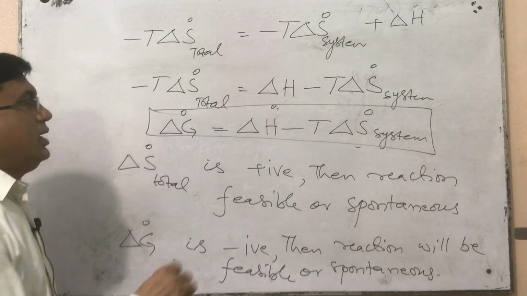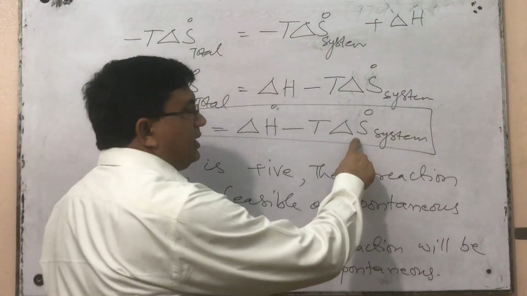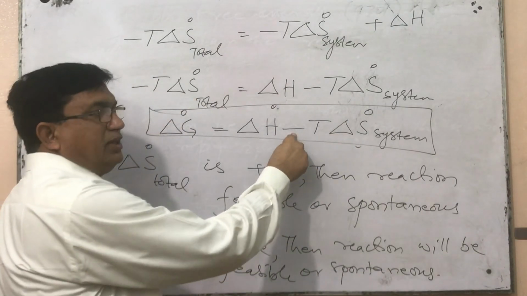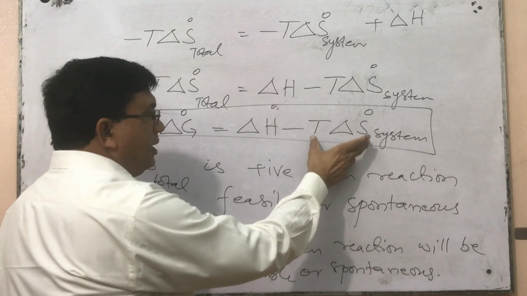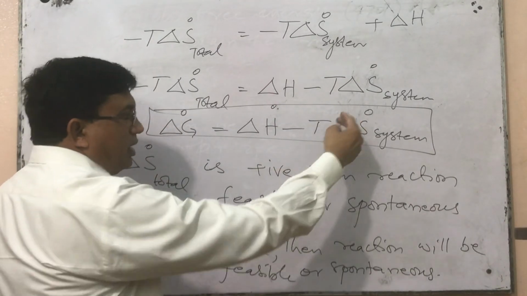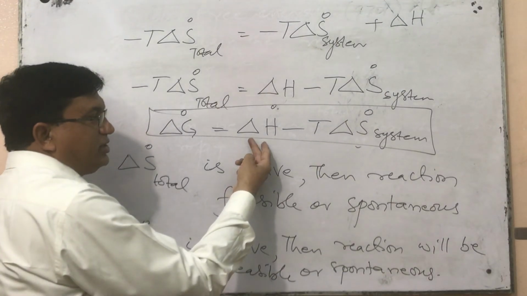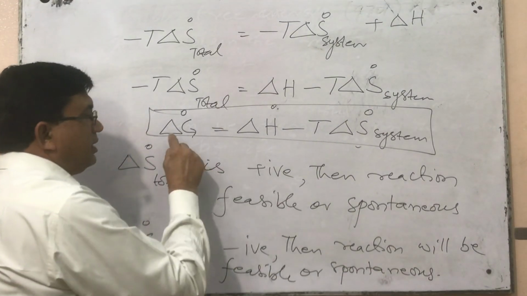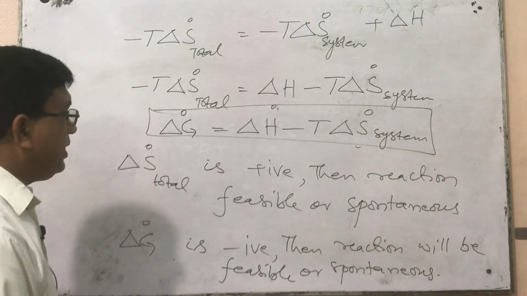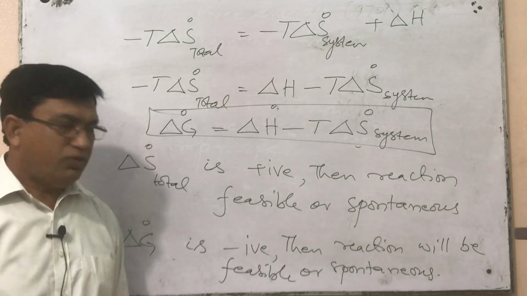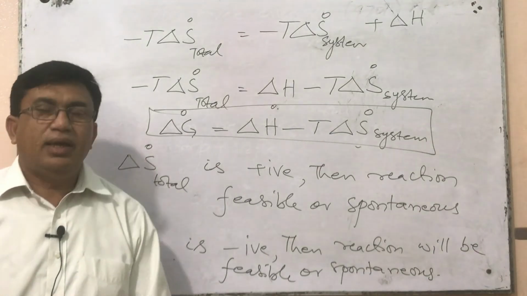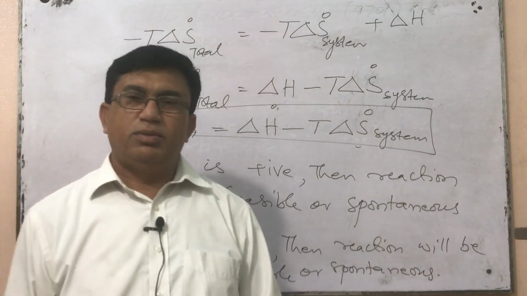But if entropy is negative, then the negative value after multiplication with this negative will become a positive term, and whether this positive term becomes large or small, definitely with the addition of this positive term, the delta G naught total Gibbs free energy change will become positive. That will indicate that the reaction is not feasible. In this manner, Gibbs free energy can easily explain whether the reaction is feasible or not.